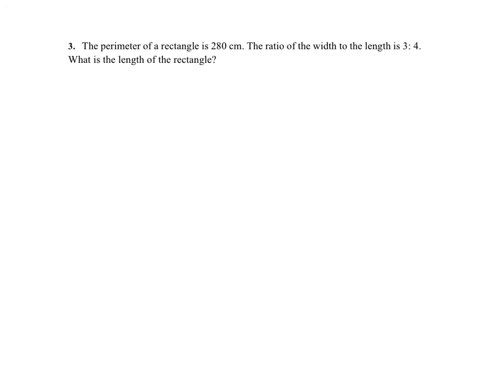Now I have the perimeter of a rectangle is 280 centimeters. The ratio of the width to the length is 3/4. What is the length of the rectangle? When I have this one, I have a number that I can multiply both of them by. Just a review, the perimeter of a rectangle is 2 times the length plus 2 times the width. So we're going to use x. The width equals 3 times x, and the length equals 4 times x.